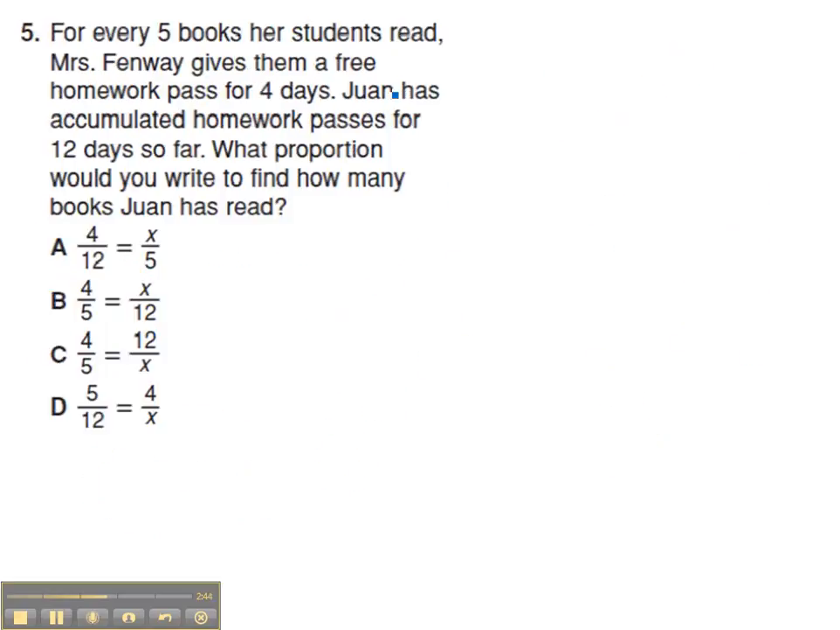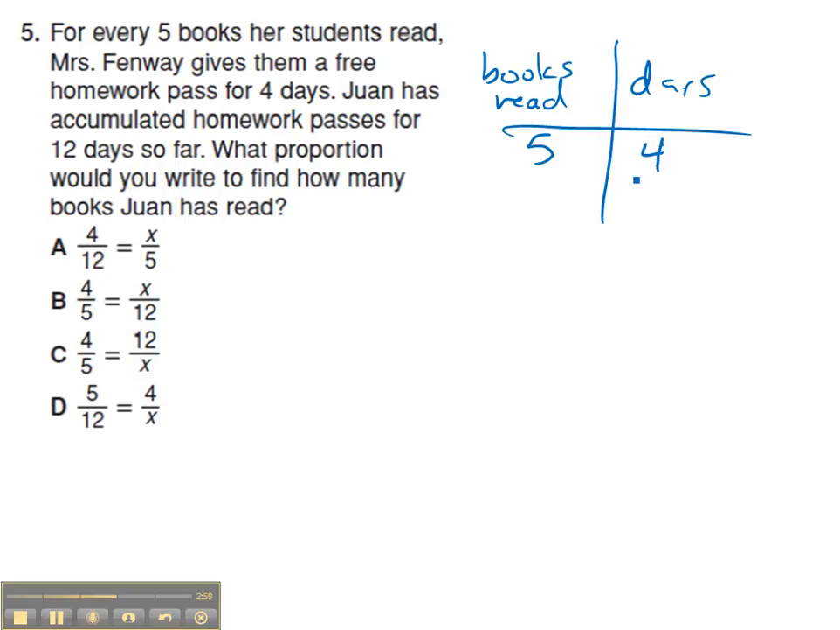Number 5 says, for every 5 books her students read, Mrs. Fenway gives them a free homework pass for 4 days. So we're comparing books read to days. And we have 5 books read equals 4 days of free homework pass. And then it says Juan has accumulated homework passes for 12 days so far. So what proportion will we use to find out how many books he has read?